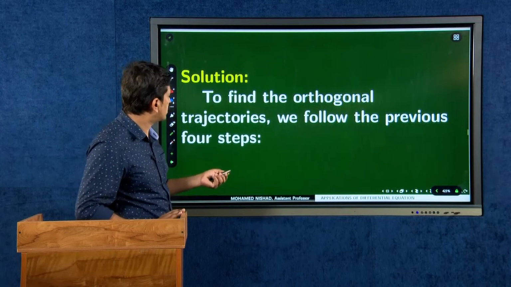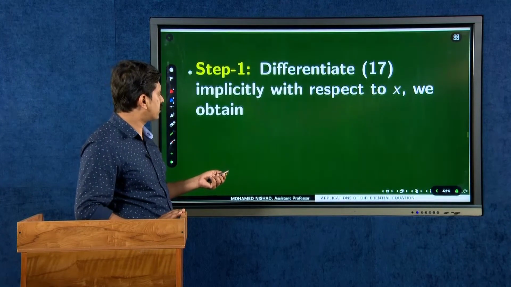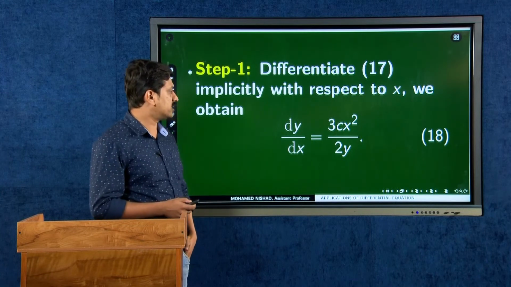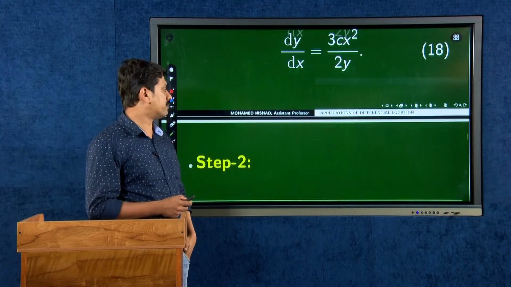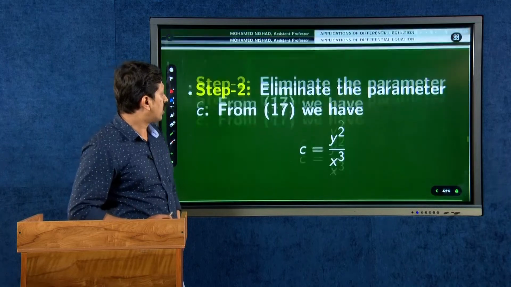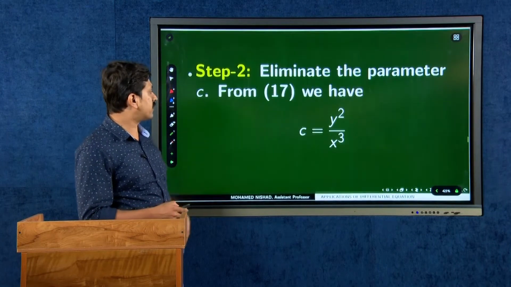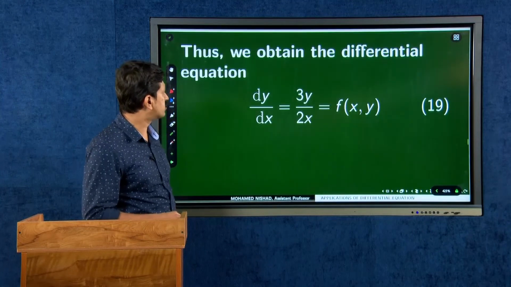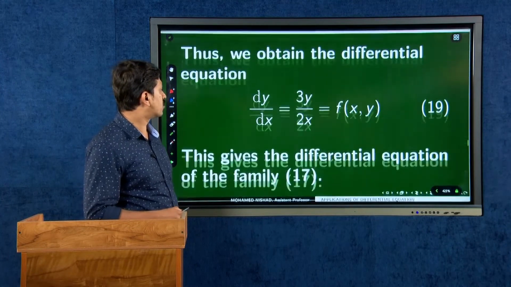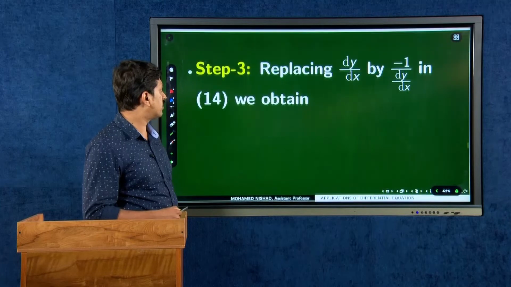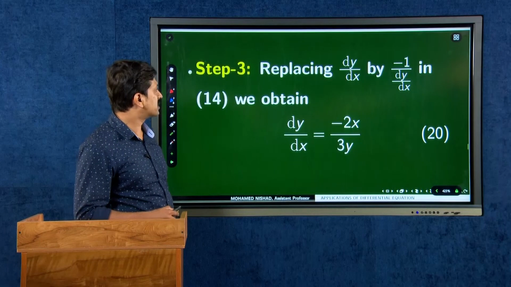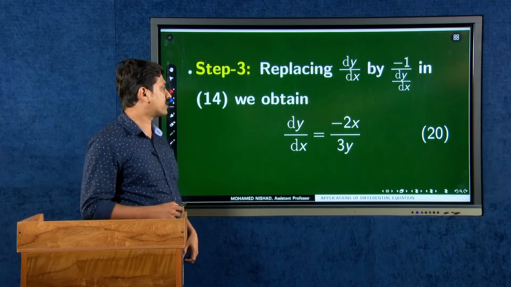So, dear students, you may just differentiate that one. While differentiating you will get dy by dx is equal to 3 c x square divided by 2 y. So, you can find the value of c as y square by x cube and just apply that y square by x cube here. So, you will get a new derivative and you can replace dy by dx as minus 1 by dy by dx. Now, finally, you will get a new differential equation.